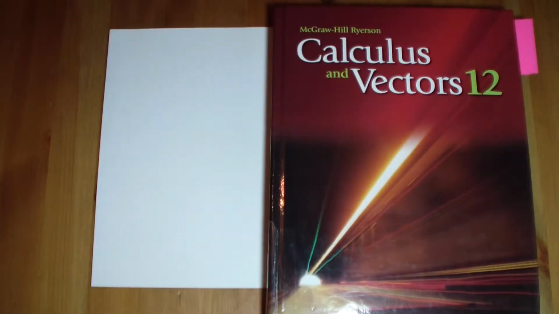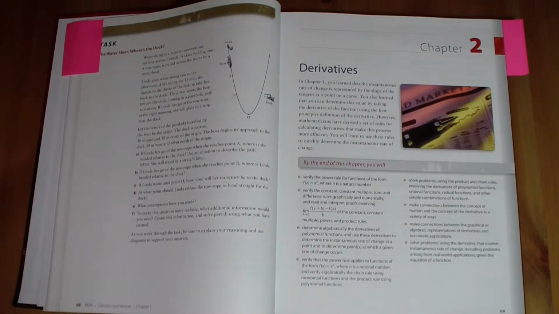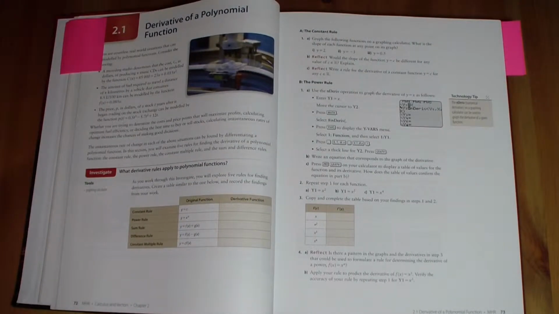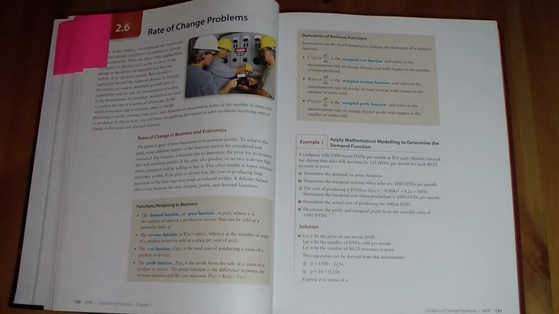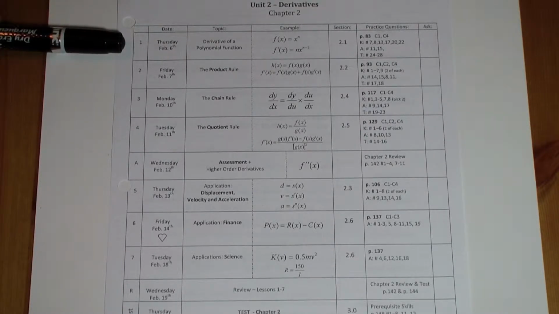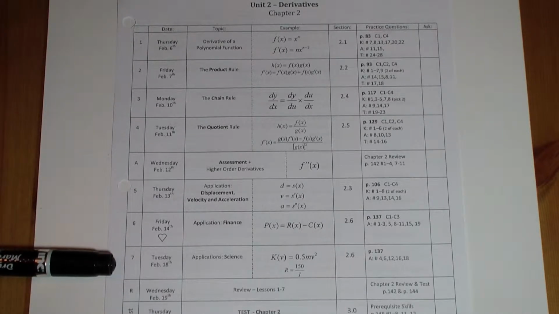In the McGraw-Hill-Ryerson textbook, these concepts can be found in Chapter 2, Derivatives. The basic concepts can be found in Lesson 2.1, Derivative of a Polynomial Function, and more specific concepts can be found in Lessons 2.5, Derivatives of Quotients, and 2.6, Rate of Change Problems. In our notes, these concepts can be found in Unit 2, Derivatives. Lesson 1, Derivative of a Polynomial Function, Lesson 4, the Quotient Rule, and Lesson 7, Application to Science.